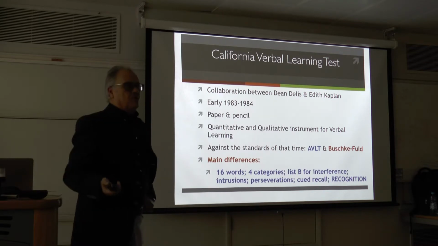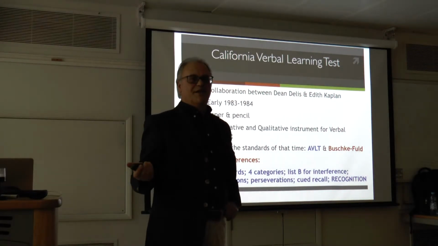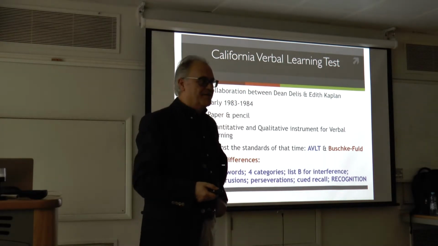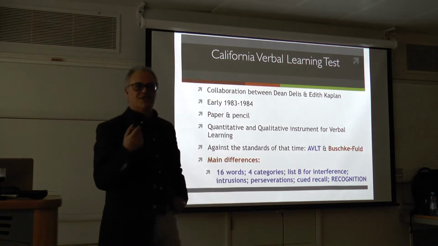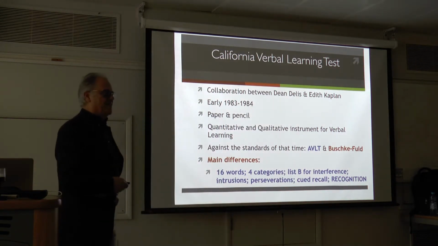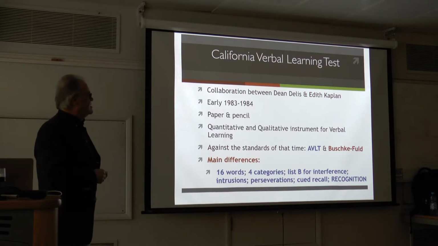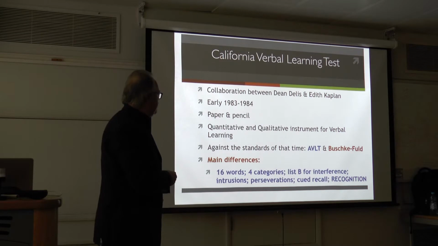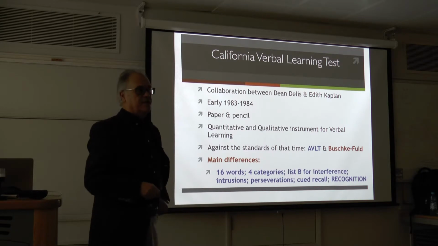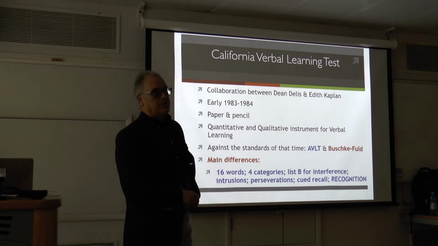California is California. Why? Because Edith Kaplan was working in Boston. So it's California Verbal Learning because she was working with Dean Dallas. While she was visiting Nelson Butters and so forth, she ended up working on this test with Dean Dallas in 1983-84, which was exactly the same time when I was in the US a long time ago. Paper and pencil, and it was a quantitative and qualitative instrument of verbal learning. You see, at that time, as I told you, there was the Auditory Verbal Learning and the Buschke. It's a different kind of test.